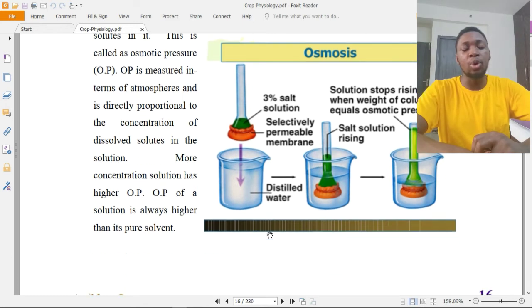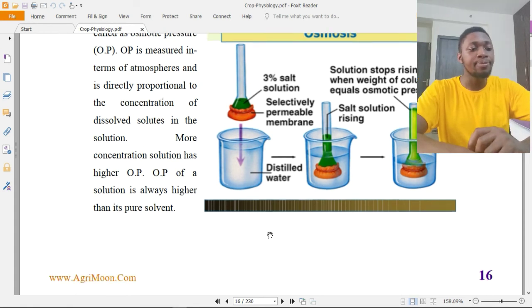An experiment can be conducted whereby we will be using potato. We can also do an experiment whereby we will be using eggshells, and this is another experiment. If you take a close look at this experiment, it will be better.